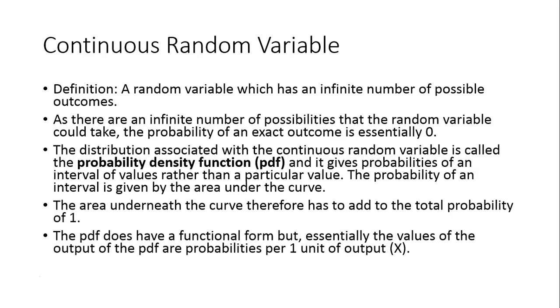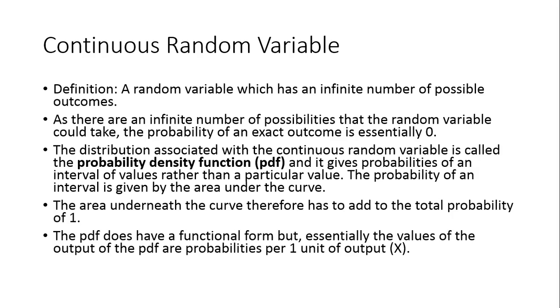A continuous random variable has an infinite number of possible outcomes. As there are an infinite number of possibilities that the random variable could take, the probability of an exact outcome is essentially 0. So now we're talking about continuous random variables. Before, the coin flip and the die rolls were discrete random variables.